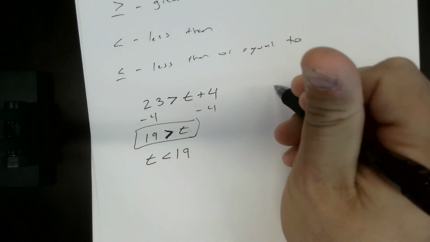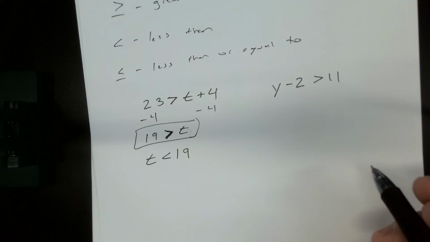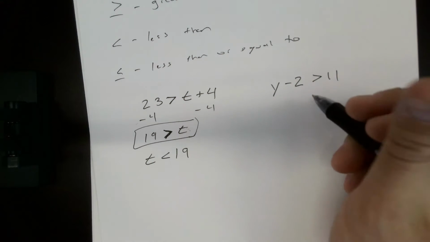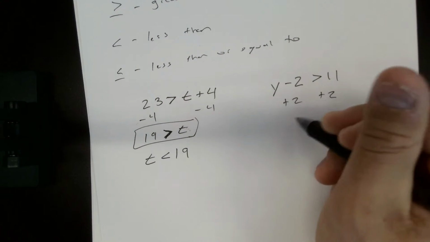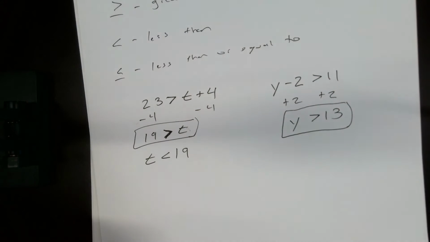But what about if I had this? y minus 2 is greater than 11. Go for it. Hold on. Matthew, how do I do that one? Good. So y is greater than 13. And you have to write it like that. You just can't write 13. You have to write y is greater than 13.